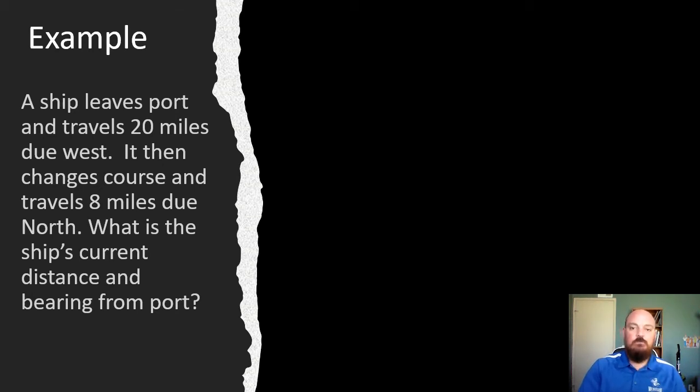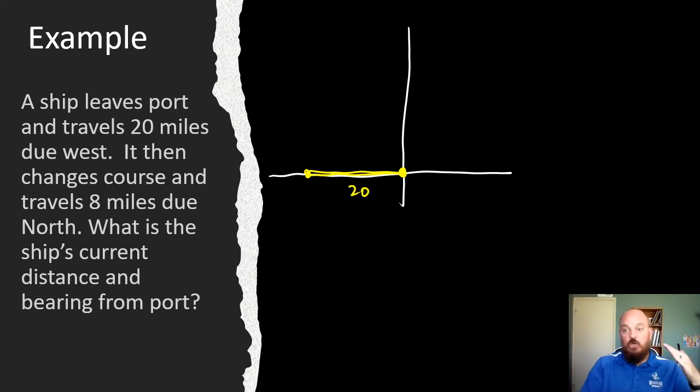So let's draw a picture. Let's see what this looks like. We're going to be mostly in the second quadrant, I think. So let's say the ship started right here, and it traveled 20 miles due west. That would be directly to the left. So there's your 20. It then makes a sharp right turn, basically, and travels 8 miles due north. So that's where the ship is right now. It started at the origin. We can start it wherever we want. We started it at the origin. It went 20 miles west, sharp right turn, 8 miles north.